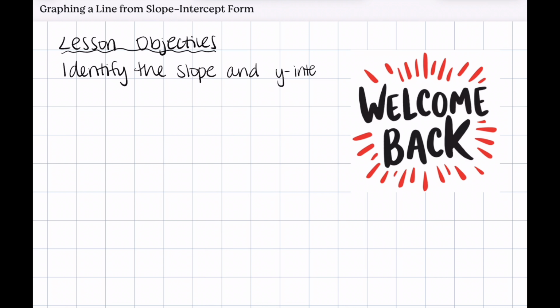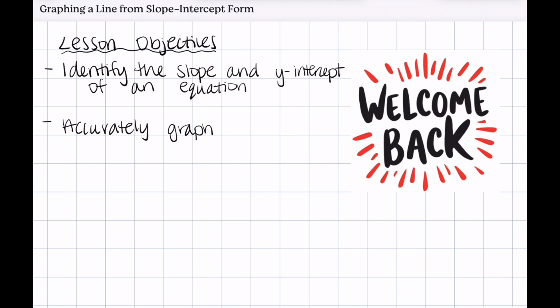Our first lesson objective is to be able to identify the slope and the y-intercept of any equation, and then our second lesson objective for today is to be able to accurately graph a line using slope and y-intercept.